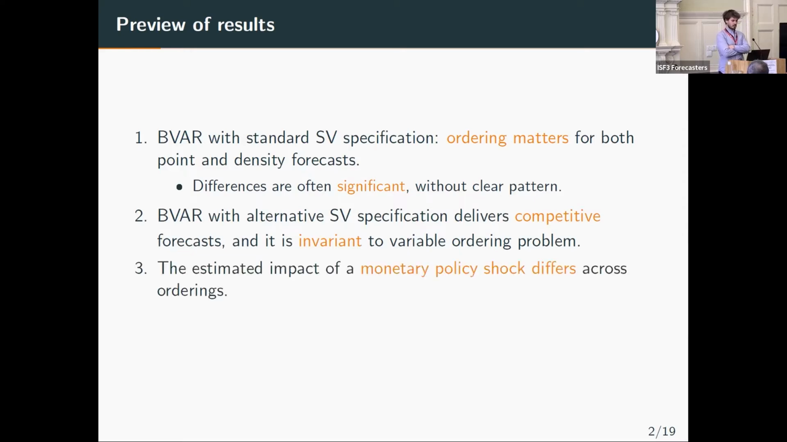Then what we have so far, which is going to be extended, is that we identify a monetary policy shock with sign restrictions, and we find that the IRFs look different for different orderings. Again, this alternative specification gives an IRF that's in the middle of all the other IRFs from the Primiceri specification.